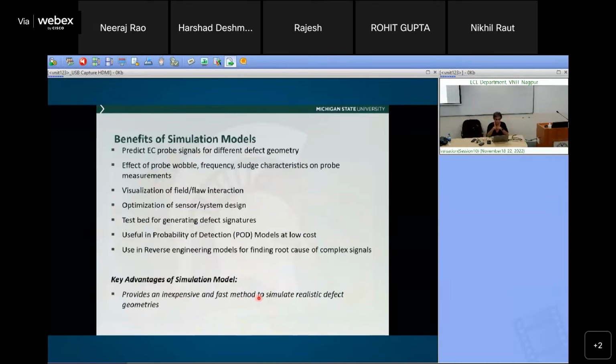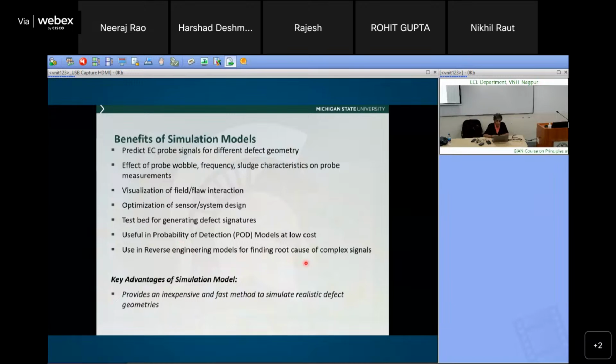So we got this project to develop a simulation model for steam generator tube inspection. And we've already seen this in the morning: what is the benefit of simulation models? It can predict the signals for any defect geometry, so that can be used for training the analysts. You can also look at the effect of probe wobble, the frequency, and the sludge on the probe measurements. How does it change defect signals? Visualization of field flow interaction, optimization of system design, test bed for generating defect signatures, probability of detection studies.